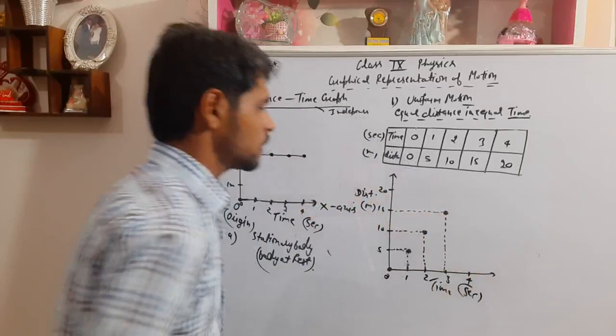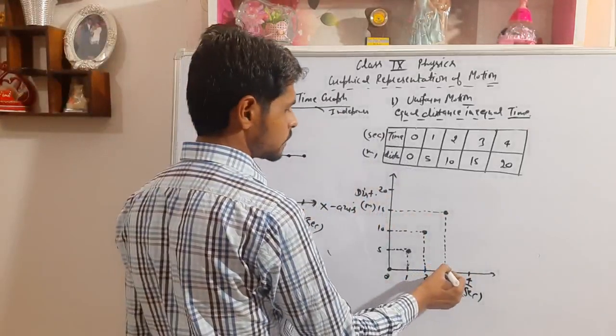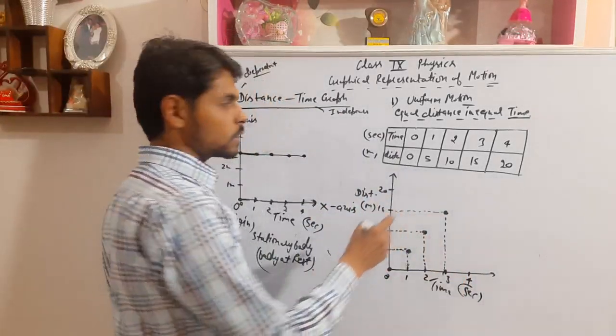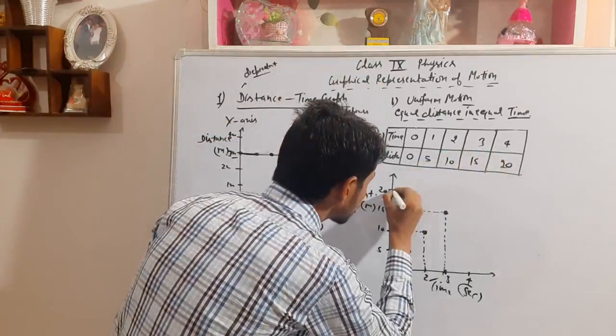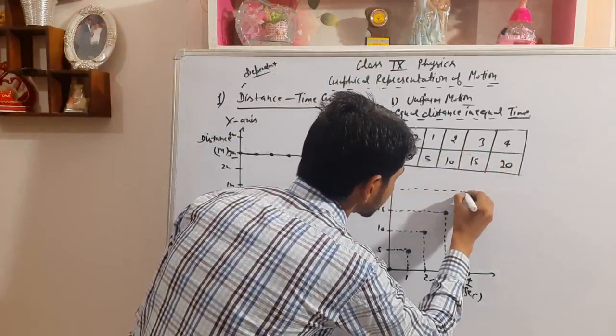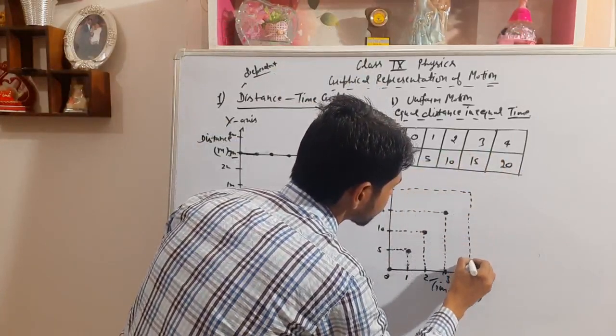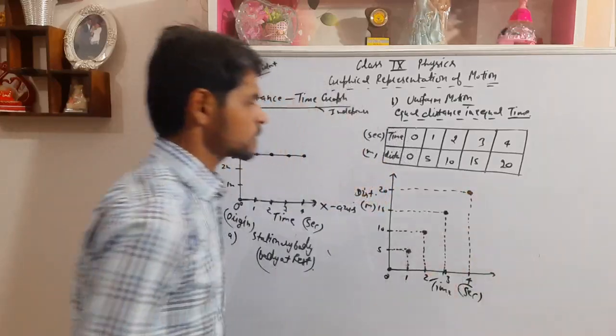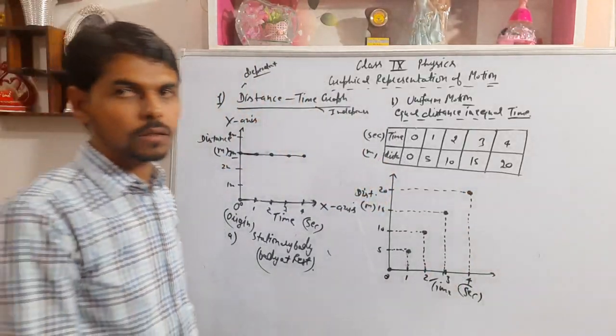So this is the third point. At 3 seconds, the position will be at 15 meters. And at 4 seconds, the position will be at 20. This is the point. Okay.